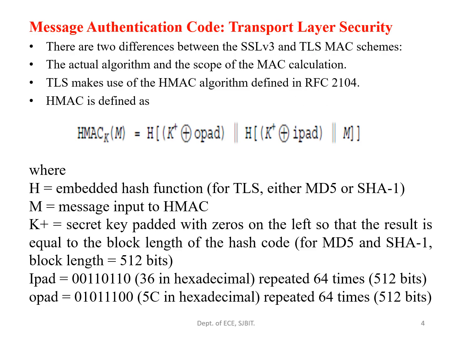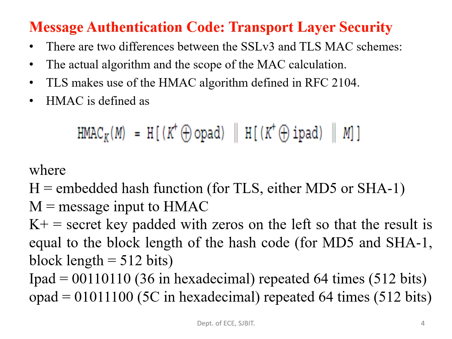In Transport Layer Security, we are going to consider the message authentication code. Here we consider the differences between the SSL version 3 and Transport Layer Security MAC schemes. MAC is the message authentication code scheme. For the MAC calculation, Transport Layer Security makes use of the HMAC algorithm. HMAC is based on a hash function, and MAC is the message authentication code defined in RFC 2104.